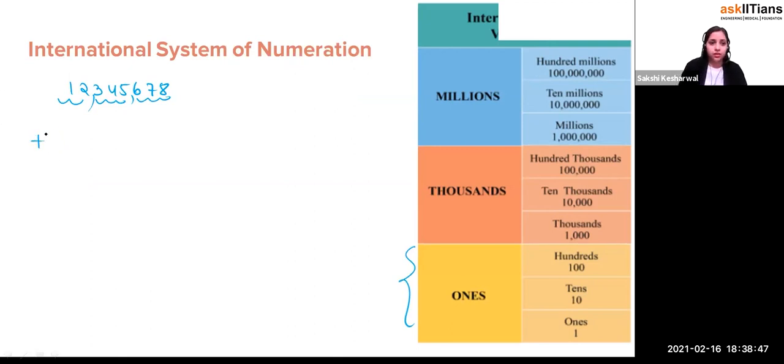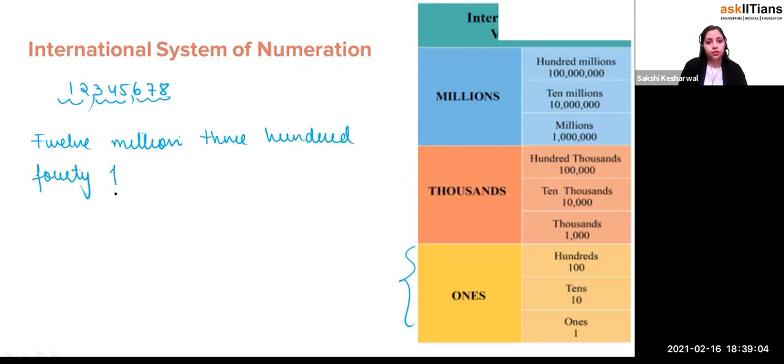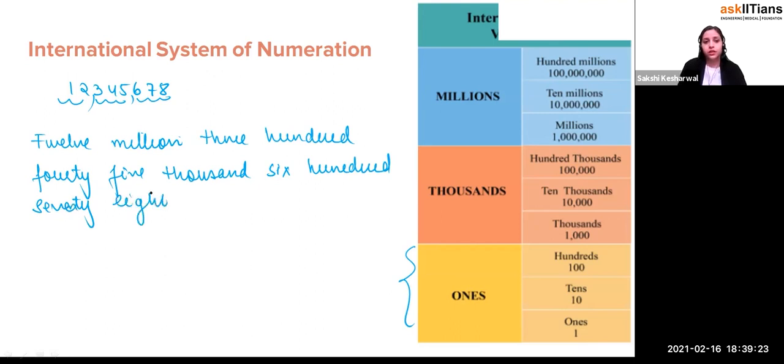12 million, 345,000, 678, right? So expansion will be the same like that because you have to just follow the same thing.